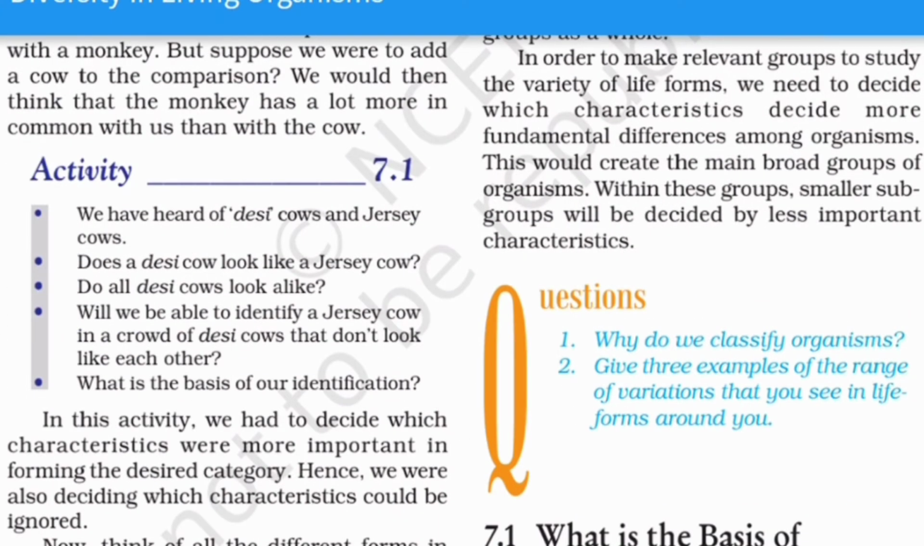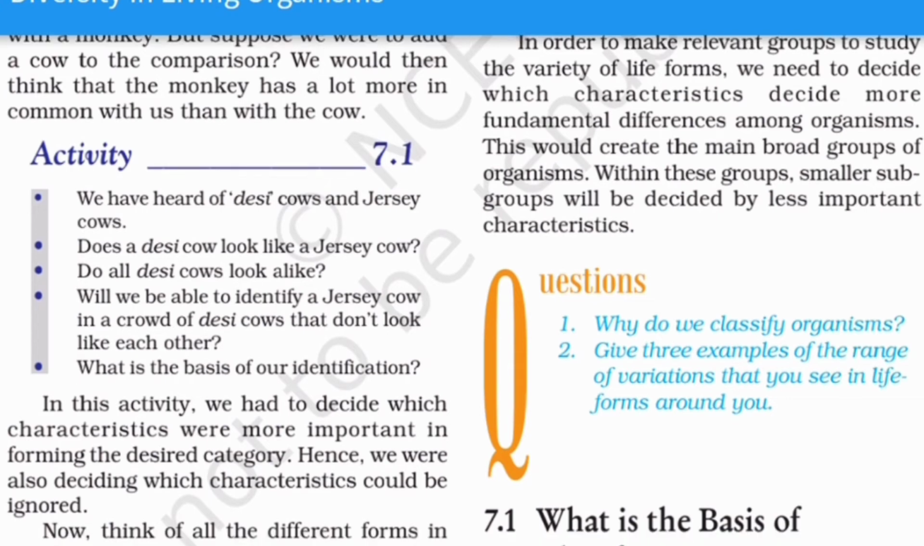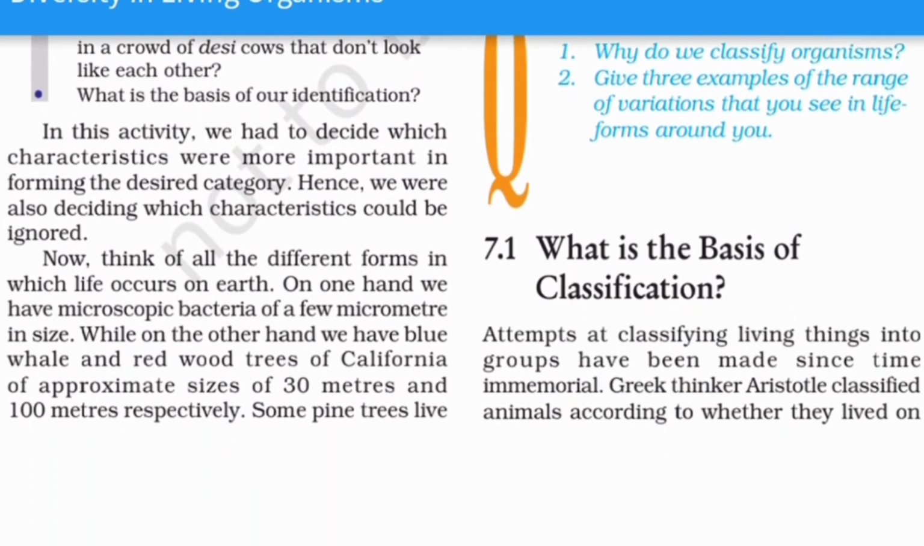Activity 7.1. We have heard of desi cows and Jersey cows. Does a desi cow look like a Jersey cow? Do all desi cows look alike? Will we be able to identify a Jersey cow in a crowd of desi cows that don't look like each other? What is the basis of our identification? In this activity, we had to decide which characteristics were important in forming the desired category. Hence, we were also deciding which characteristics could be ignored.